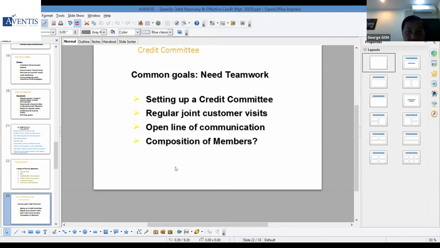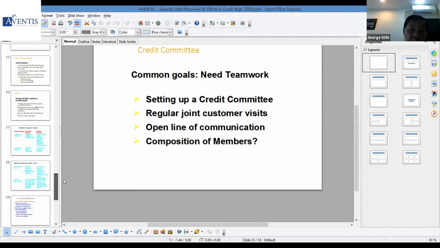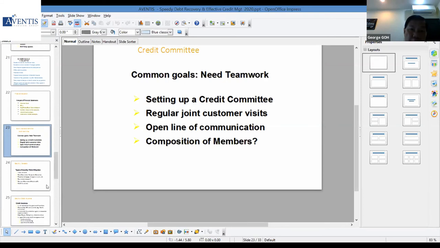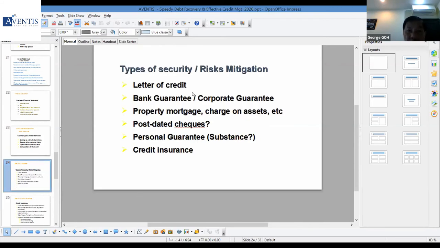Then the next one is, of course, we'll be talking about the credit committee, how to set up a group of people to help you do your job better. Like, who should be in a committee? What do you talk about? What's the agenda? This committee meeting should be regular, once a month and not more than an hour each time, because you will have many important people inside. So you cannot afford to have a whole-day or half-day session. One hour. So we'll be sharing how you can have this committee up and running to help you in your credit management and debt collection.